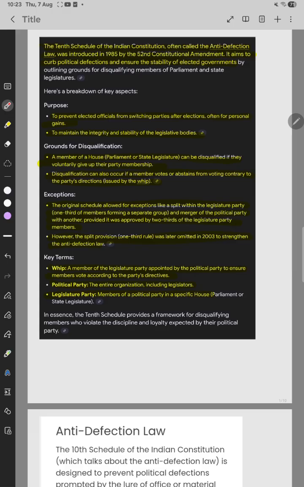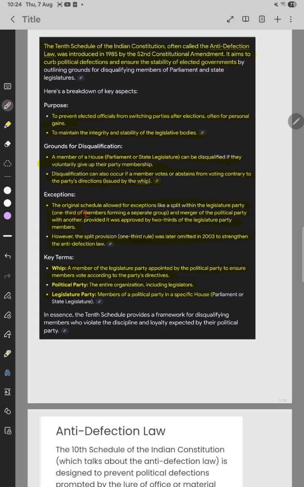Grounds for disqualification: a member of a House, Parliament or state legislature can be disqualified if they voluntarily give up their party membership. Disqualification can also occur if a member votes or abstains from voting contrary to the party's directions.